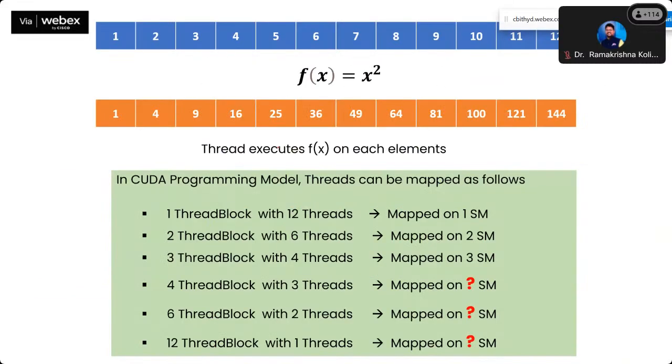Suppose I have one array. You can see the array has elements 1 to 12, and I have written one small kernel code. I want each element to perform this operation, which means to square it, and the expected output is 1, 4, 9, 16, 25 and 36, and so on, right?